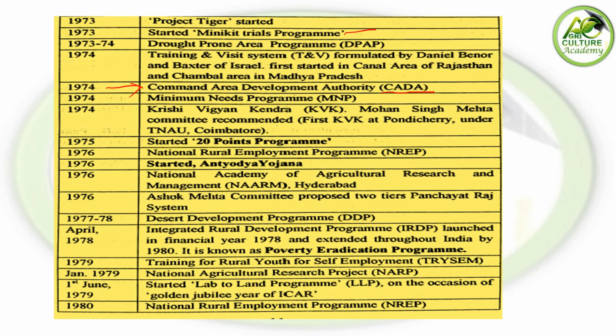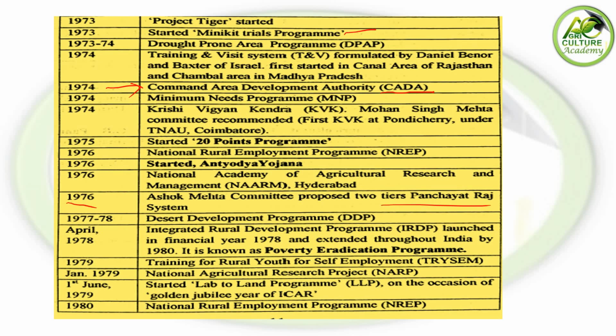1975, started 20 Point Program. 1976, National Rural Employment Program. 1976, started Antyodaya Yojana. 1976, National Academy of Agricultural Research Management, NAARM, Hyderabad. 1976, the Ashok Mehta Committee proposed a two-tier Panchayati Raj system. This one is also a question: two-tier Panchayati Raj system.